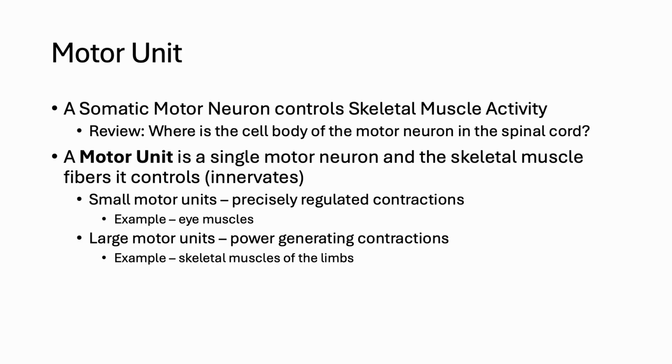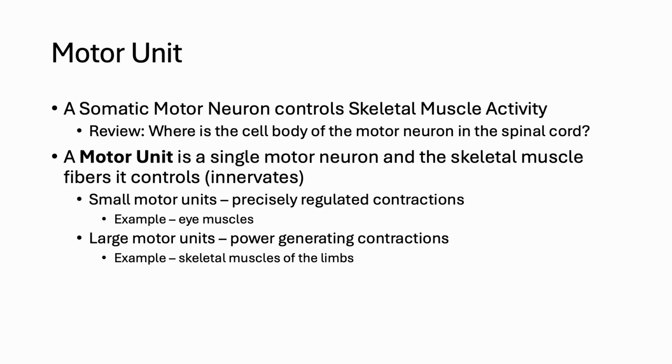So remember that we have somatic motor neurons, and these are the nervous system control over our skeletal muscles. We have the upper motor neuron in the motor cortex, and then we have the lower motor neuron. Most of those are going to be in the spinal cord, remember? If you think about the spinal cord, where was the cell body of that motor neuron located? Pause your video, see if you can remember that. Okay, the cell body of the motor neurons is located in the anterior gray horn of the spinal cord.